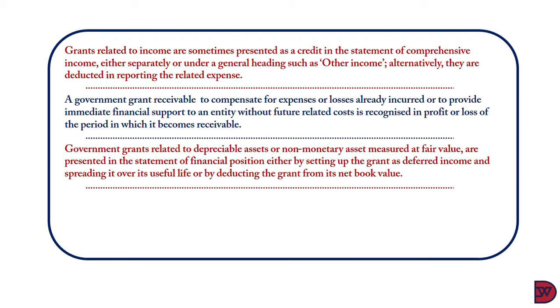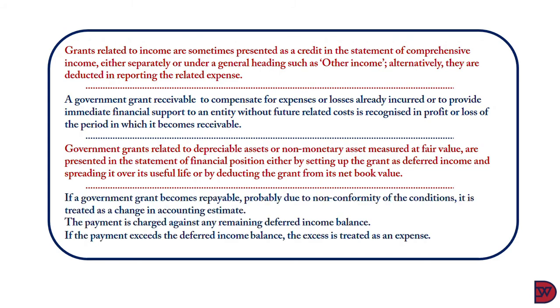The third point is that when a grant relates to depreciable or non-monetary assets measured at fair value, you can treat it as the first one. You set up a deferred income in the non-current liability section of the balance sheet. Then you spread it over the useful life of the asset to which the grant is related. Alternatively, you can net the government grant off the asset for which the grant is coming in. Then you record the net and depreciate it over its useful life.